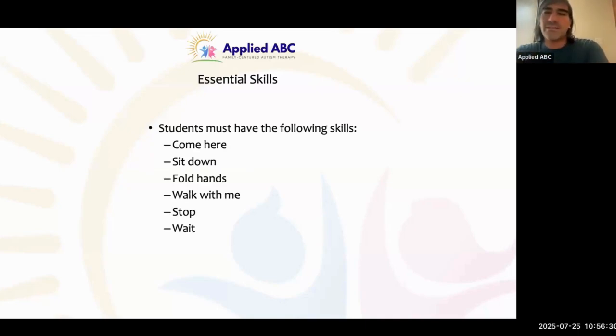Students have to have the following skills. This is getting specifically into listener receptive and following directions: come here, sit down, fold hands, maybe not as functional and essential, walk with me, stop, and wait. Fold hands is just like calm hands, like being settled, which is important. So these are all prerequisite instructions. If they're able to do these things, they're able to learn.